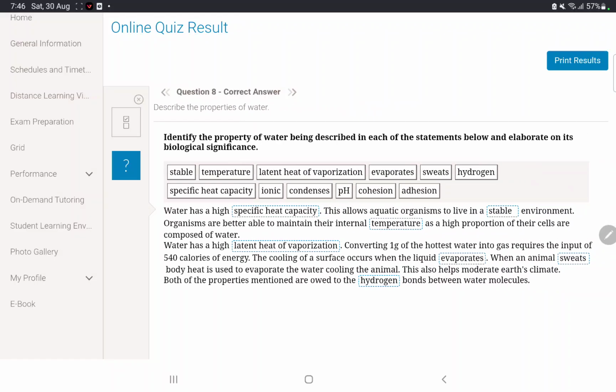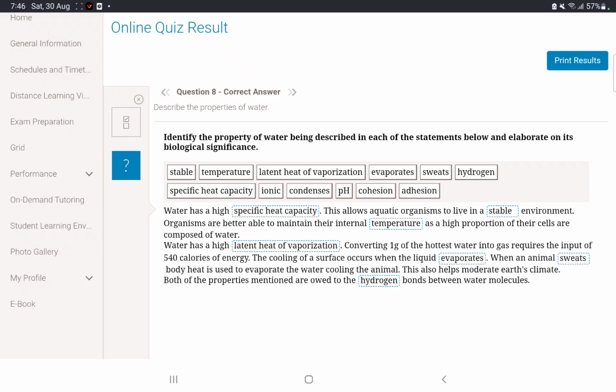Number 8. Water has a high specific heat capacity. Remember, sudden change of temperature, no way that happens. It allows water organisms to live in a stable environment. Just like I said, organisms are better able to maintain their internal temperature, obviously, because we have a lot of water inside us.